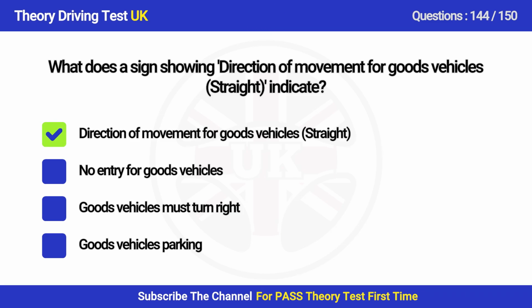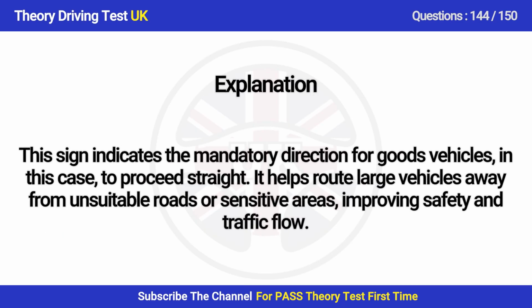Answer is A. Direction of movement for goods vehicles straight. This sign indicates the mandatory direction for goods vehicles, in this case, to proceed straight. It helps route large vehicles away from unsuitable roads or sensitive areas, improving safety and traffic flow.